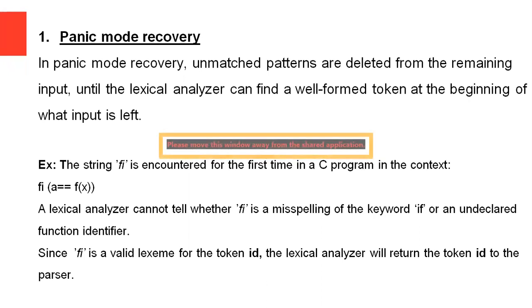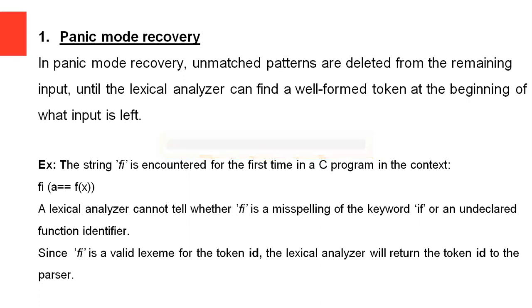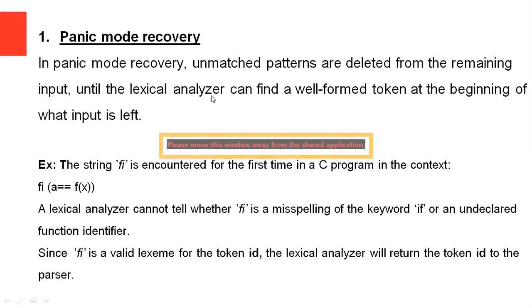So we are stopped there. Double HIL. So E is a mismatch, a spelling mismatch. So that means we can overcome those errors in this panic mode recovery. So that comes under unmatched patterns. So that is deletion. We can delete those unmatched patterns and correct them by using panic mode recovery. So that means until the lexical analyzer can find a well formed token at the beginning of what input is left.